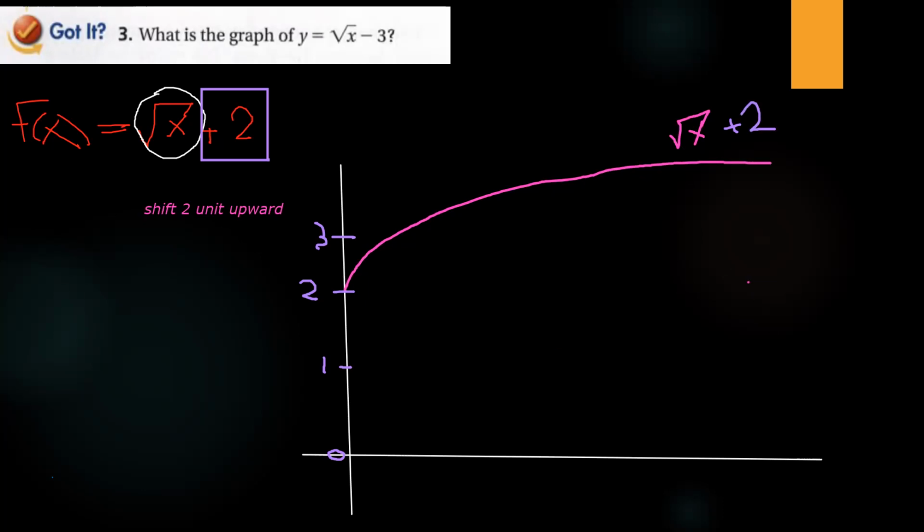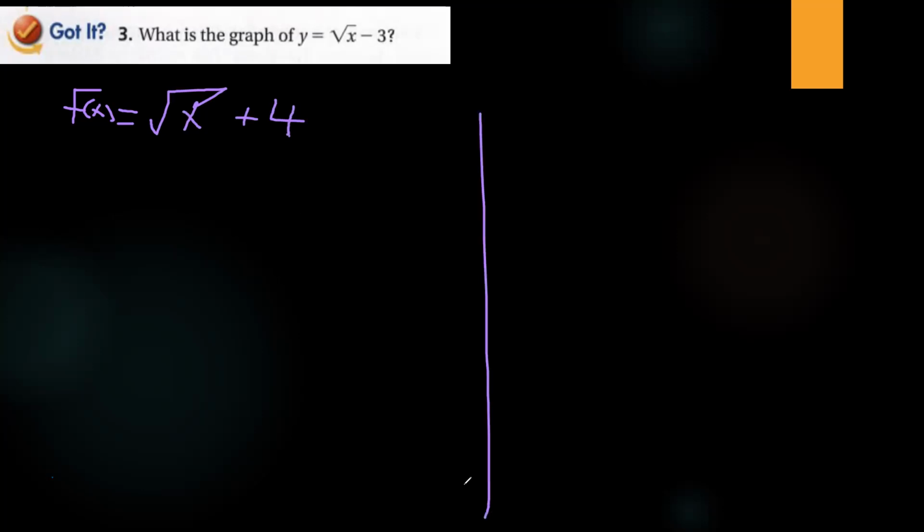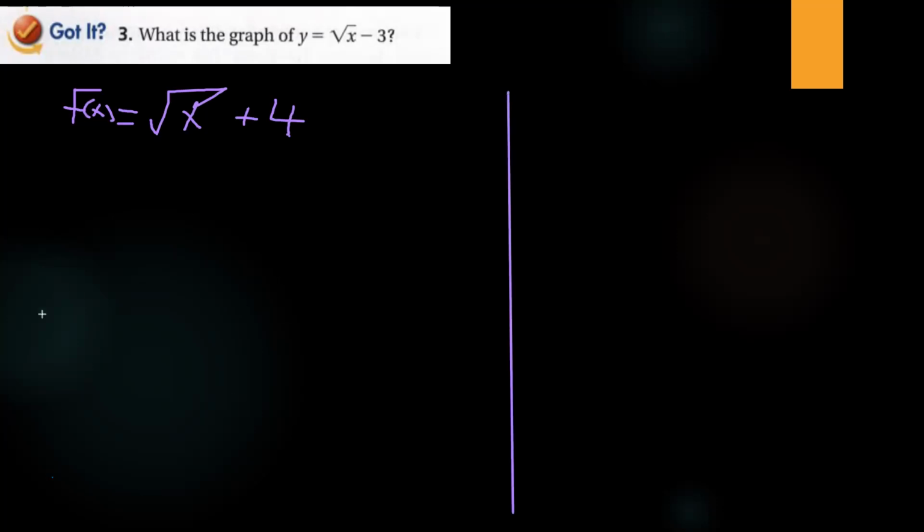Okay, thank you. Is it clear? Yes. Let's solve another example now. If we have f of x equals the square root of x plus 4, what do we have to do? We have to do the same. Let's draw this line here. It must be only the positive part.